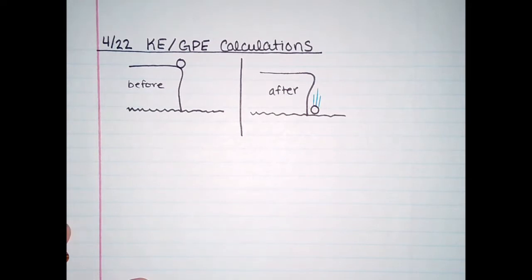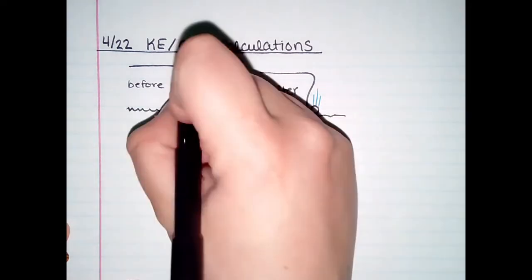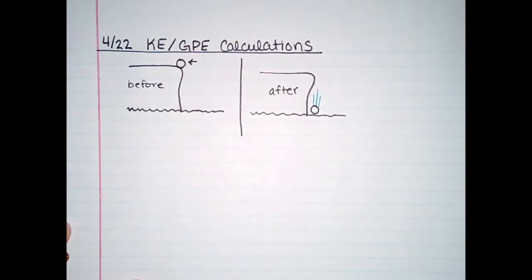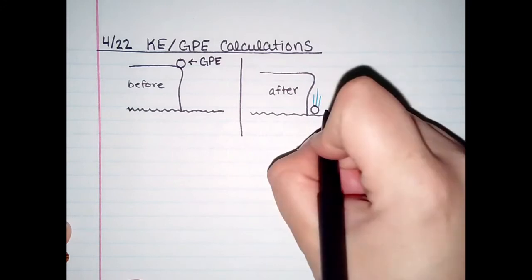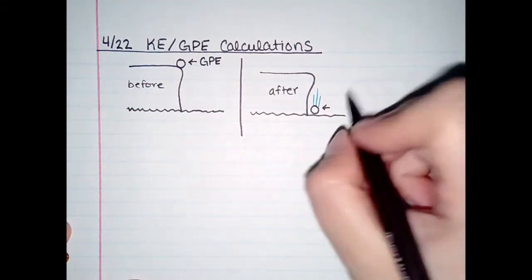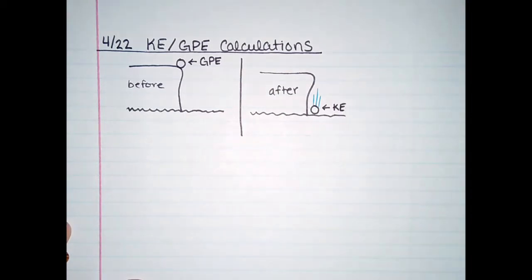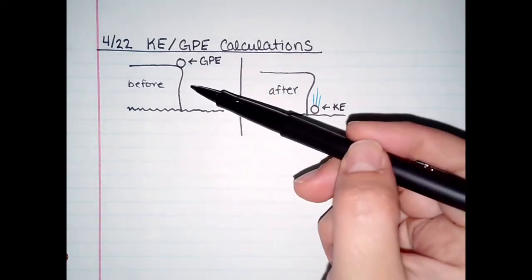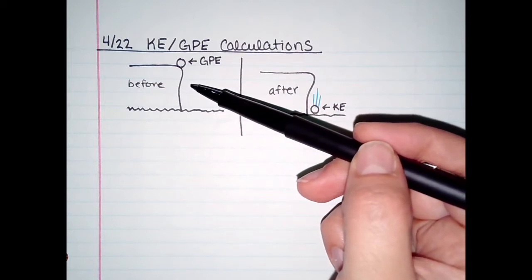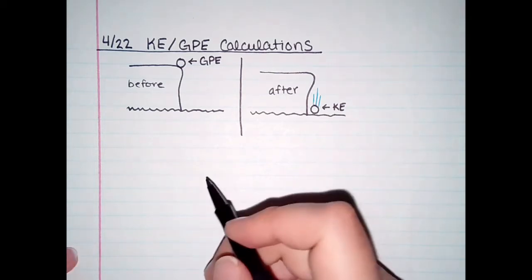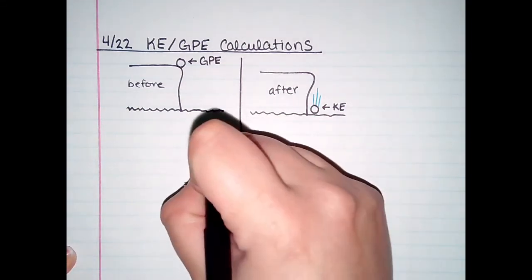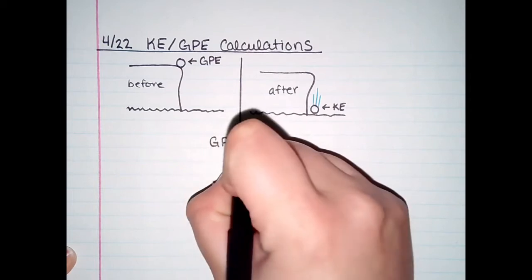Okay, now that we've drawn that, up here, we know that ball is going to have all gravitational potential energy. And then right before it hits the ground, that has turned into 100% kinetic energy. Now, if the ball were exactly halfway through, it'd be half gravitational, half kinetic. According to the law of conservation of energy, energy can't be created or destroyed. And what that means in this scenario is that the gravitational potential energy has to equal the kinetic energy.